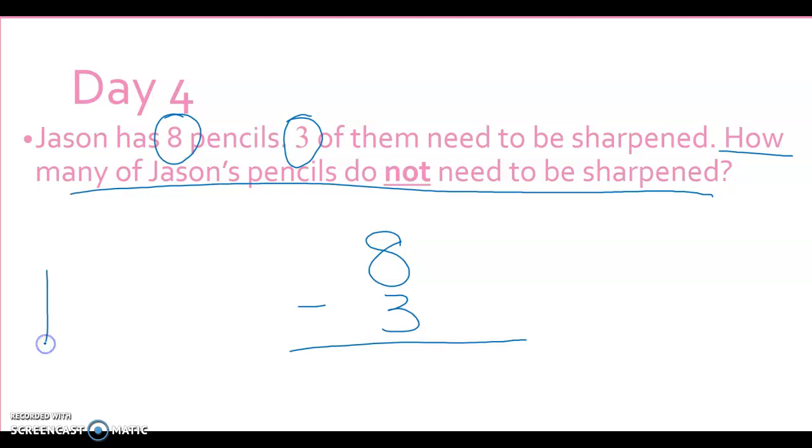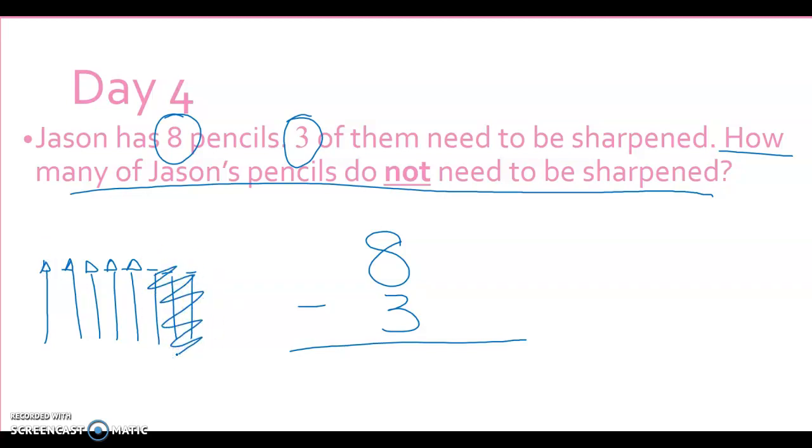And now, I can find out how many pencils he has sharp. So he had 1, 2, 3, 4, 5, 6, 7, 8. These are my fancy pencils. So 3 of those are dull. I don't know if those look like sharp pencils or not. 3 of those are dull. So we're going to get rid of those, and we need to find out how many he has left. So he has 1, 2, 3, 4, 5 pencils that are nice and sharp that do not need sharpening.